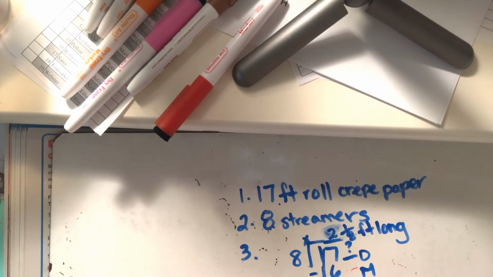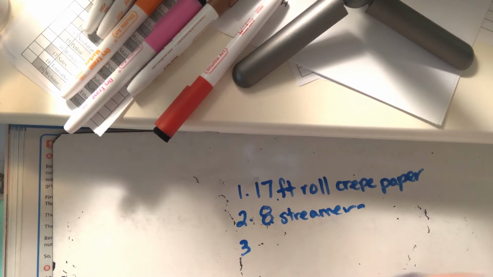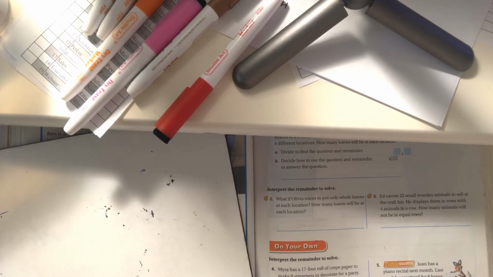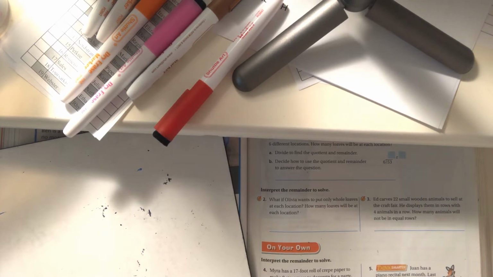Now we're going to move on. You can pause this if you need to take down the information. We're going to move on to number 5. Number 5 says, Juan has a piano recital next month. Last week he practiced for 8 hours in the morning and 7 hours in the afternoon. Each practice session is 2 hours long. How many full practice sessions did Juan complete?